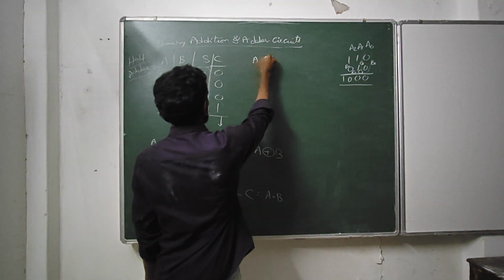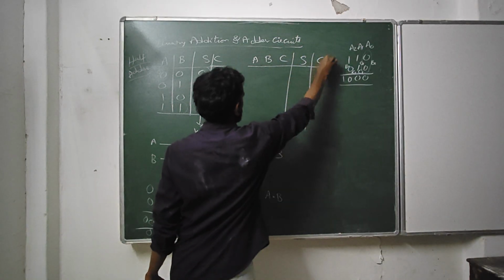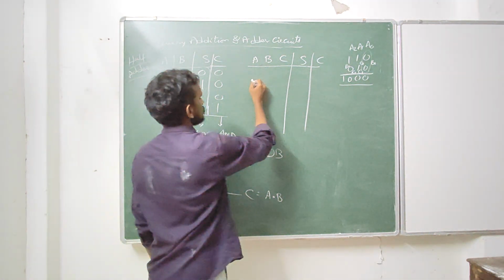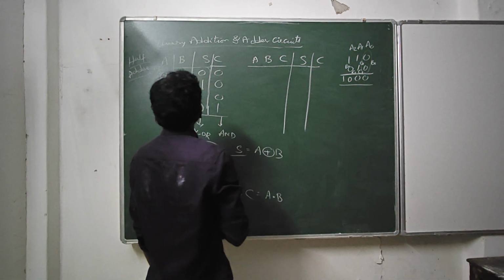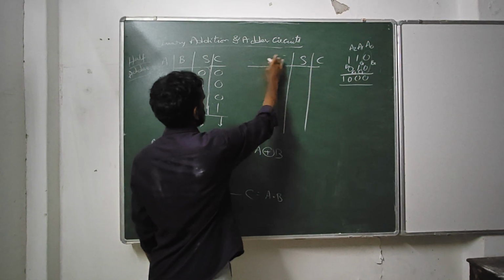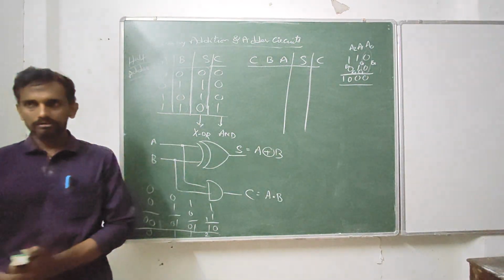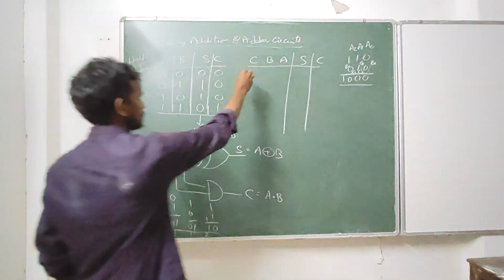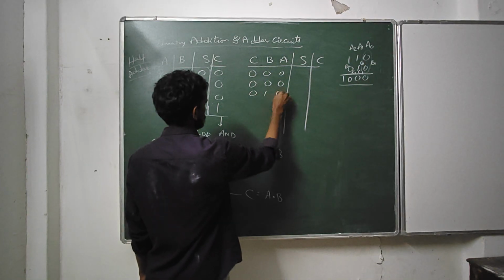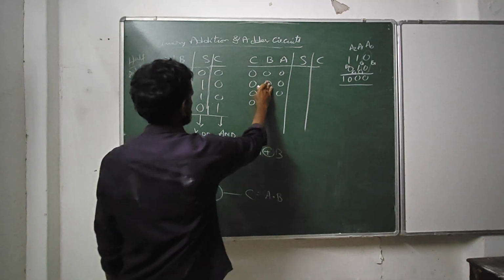So it is A, B, C with sum and carry. So we'll have 3 combinations. I prefer to write in this sequence. It is 0, 0, 0, 0, 0, 1, 0, 1, 0, 0, 1. Okay, 0, 1, 0.